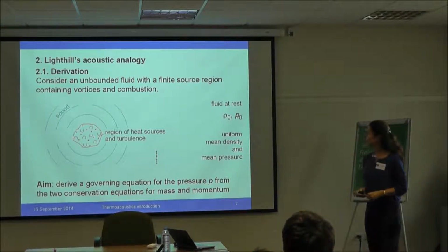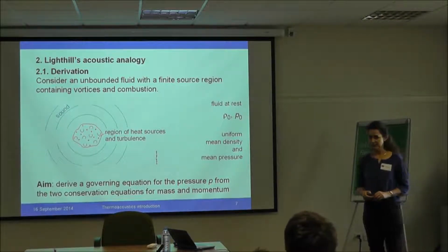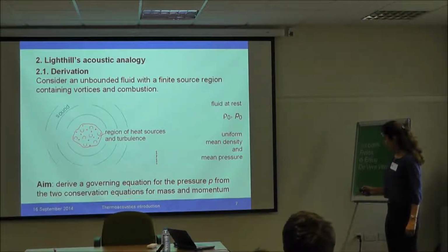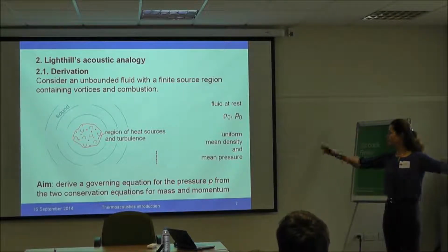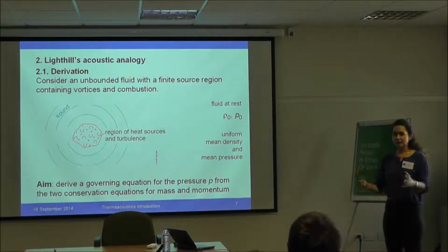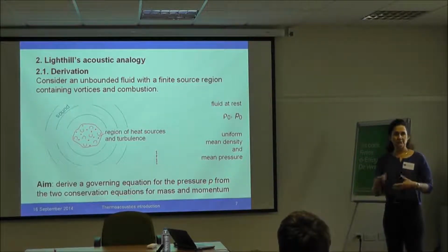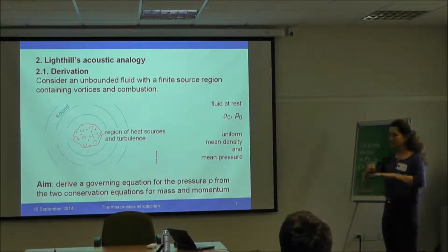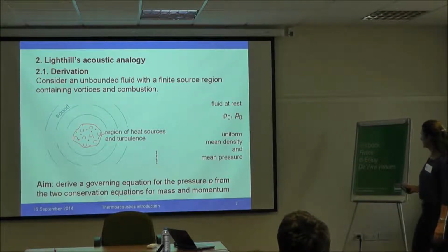Let's now move on to Lighthill's acoustic analogy, and I'm going to try and derive it in detail. Right, so what we are going to do is consider an unbounded fluid filling all of space, but only in a finite region within that space we have sources. That's heat sources and vorticity sources. So in a localized region we have these sources, and everywhere else we have an unbounded uniform medium at rest with density rho naught and pressure p naught.